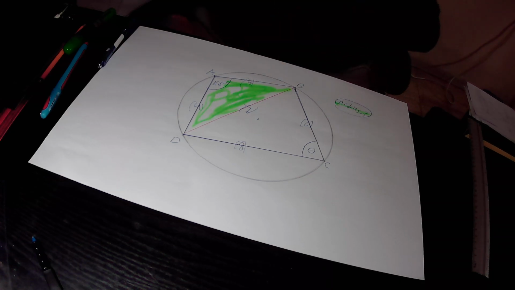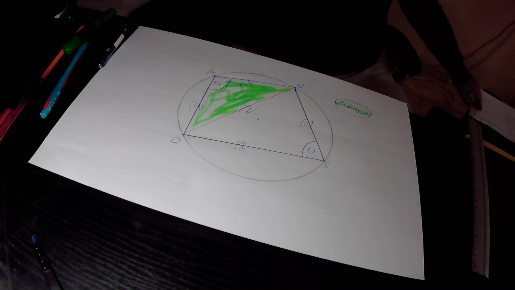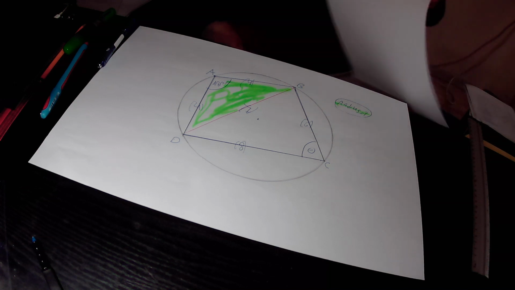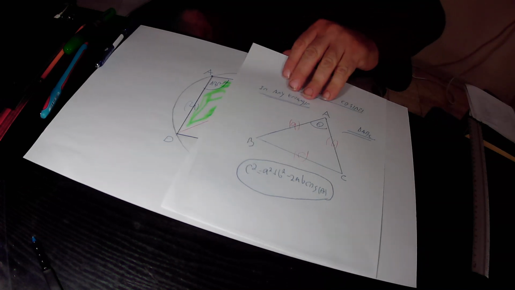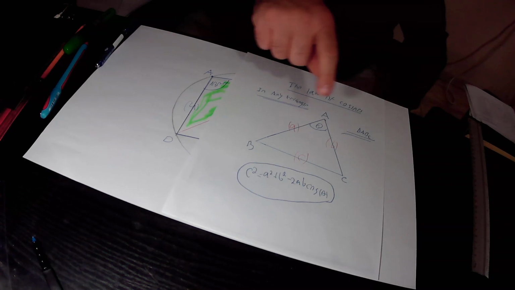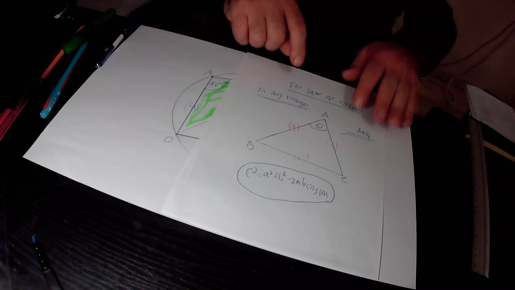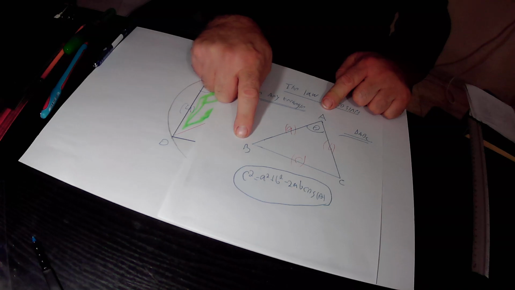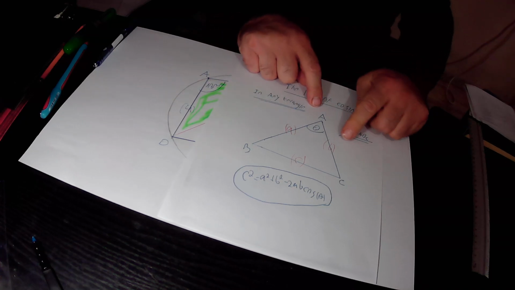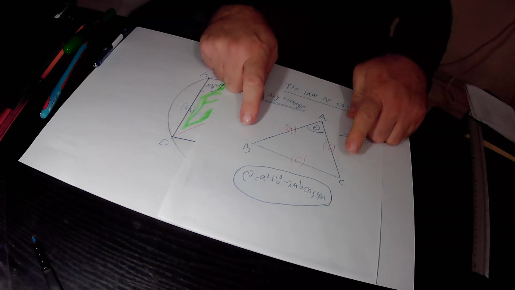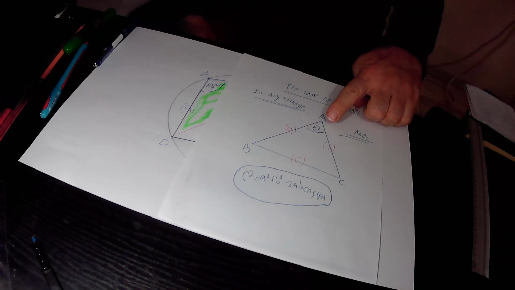So first of all, we implement the law of cosines on this green triangle ABD. So I can click on the law of cosines. The law of cosines is true in any triangle. This is triangle ABC that could be any triangle. Side AB equals c units, side AC equals b units, side BC equals a units. This is angle BAC that equals theta degrees in size.